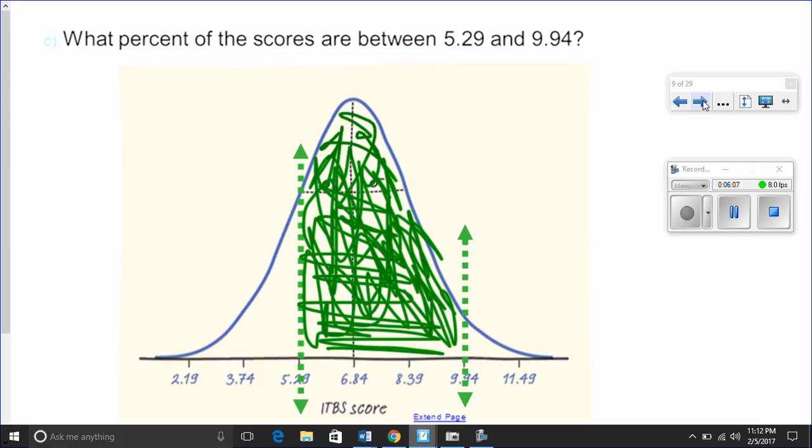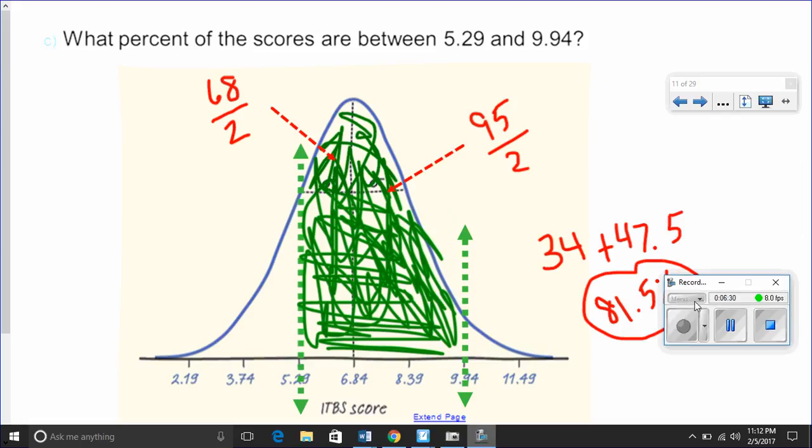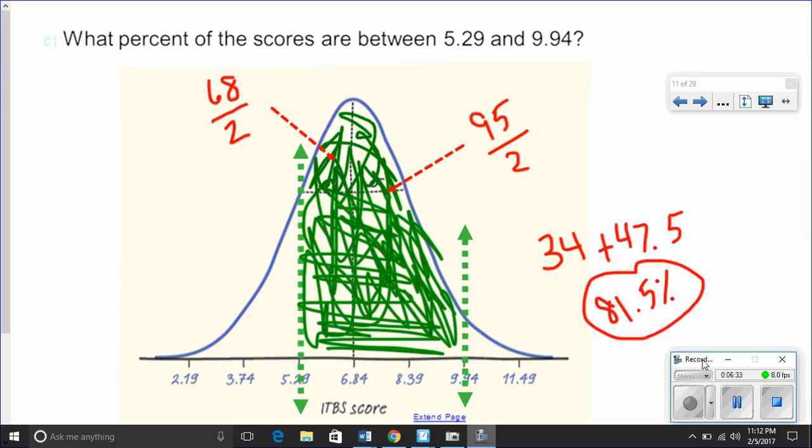I'm going to break up each side. The left side is 1 standard deviation. The right side is 2 standard deviations. So I can break it up. The left side is half of 68. The right side is half of 95. And then I can just add those two percentages together. So 34 plus 47.5 is 81.5%. So 81.5% of 7th graders have a score between 5.29 and 9.94.